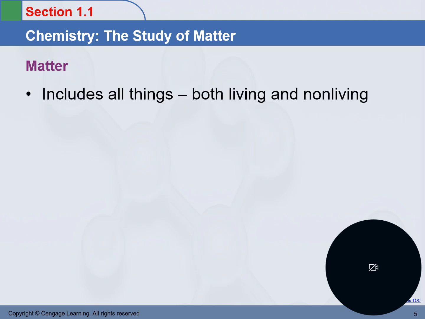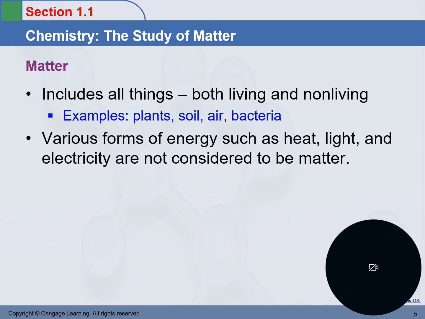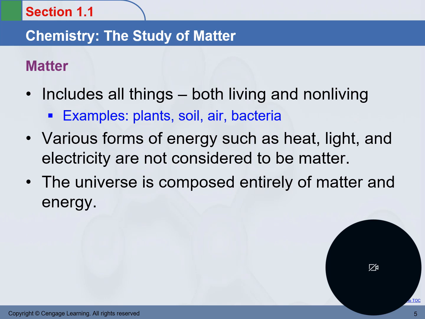As I mentioned on the previous slide, matter does include anything that could be non-living or living. Examples are plants, soil, air, bacteria. Things that are excluded from being considered matter would be forms of energy such as heat, light, and electricity. Matter can be naturally occurring as well as synthetic, produced in a laboratory setting. And the universe is made up of these two different things, matter as well as energy.